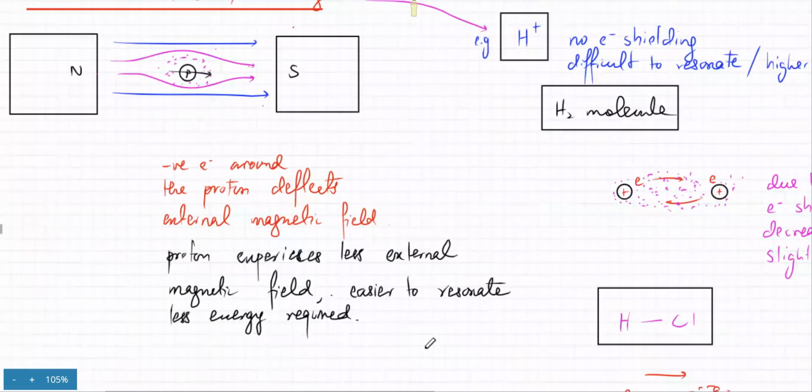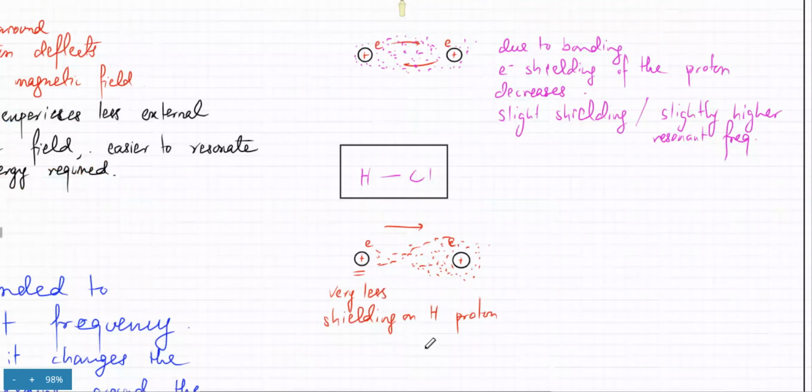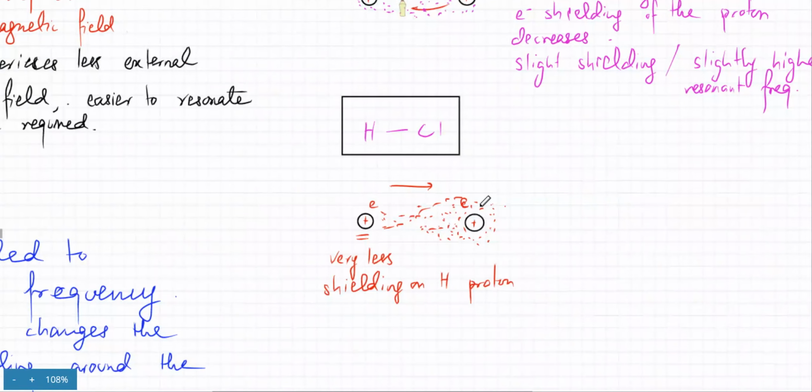Vice versa, a hydrogen could be bonded to a very highly electronegative atom like Cl. What Cl would do is pull the electrons away from hydrogen. So the hydrogen proton's shielding would get reduced. The electron that was surrounding it would be pulled towards the Cl. If that happens, the proton is exposed, and if you put it in a magnetic field, it's going to experience more magnetic field. It would be harder for this proton to go into opposing spin and resonate.